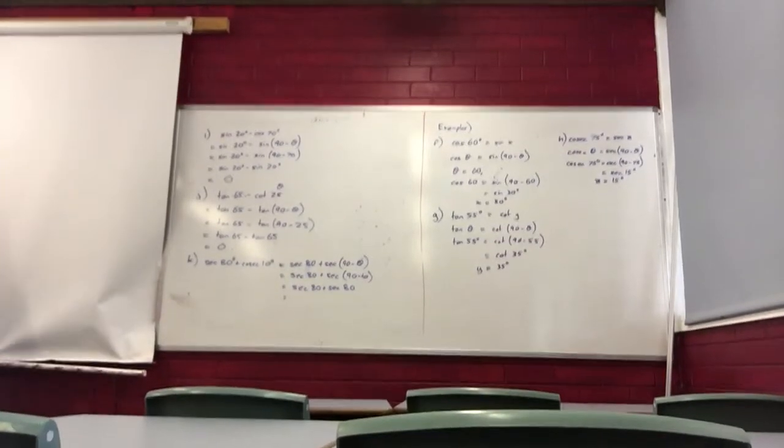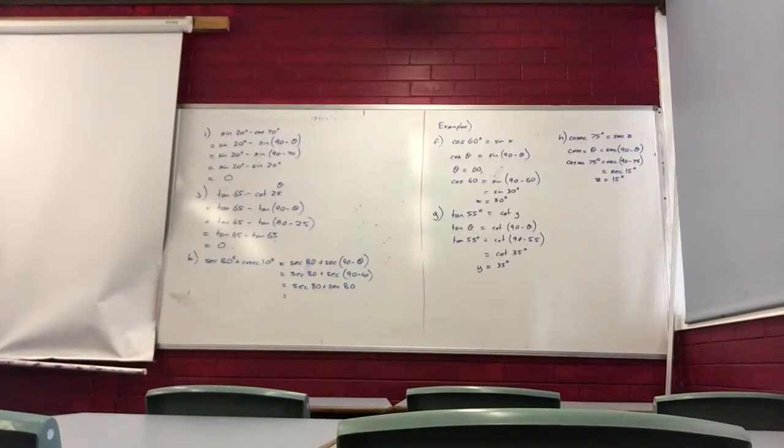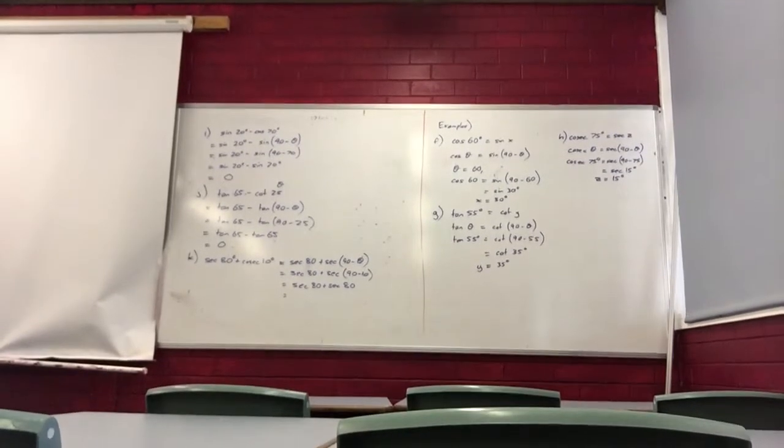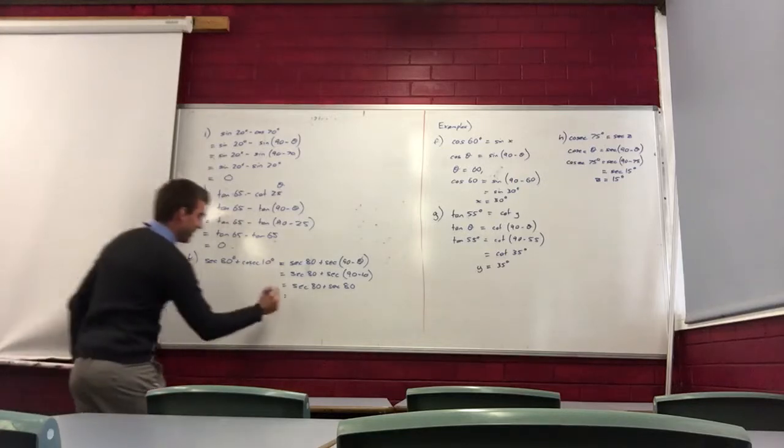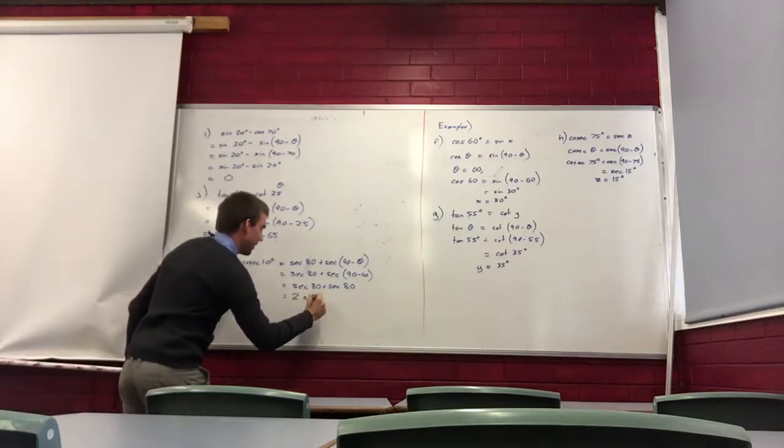Alright, so what is sec of 80 plus sec of 80? Sec 160? Is it just 0? Is it one? Nope. What are you trying to find? How do I simplify the expression sec of 80 plus sec of 80? 2 sec 80. 2 lots of sec 80.